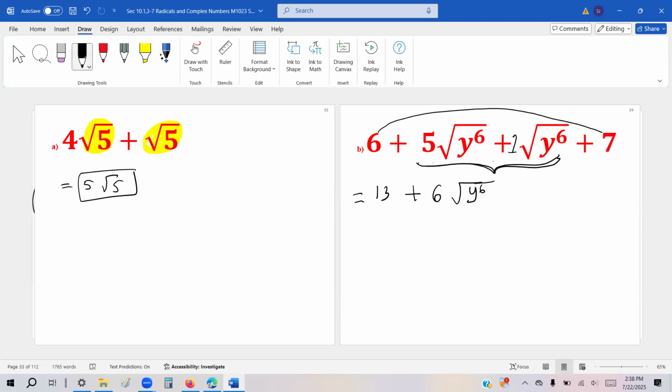Right? But you cannot leave it here. Why not? What do you observe here? This is reducible. This is y to the 6 over 2. Anytime something is reducible, you must reduce. So 2 goes into 6 how many times? 3. That means our final answer is 13 plus 6 y cubed.